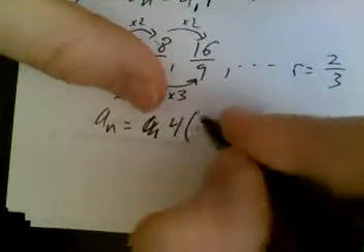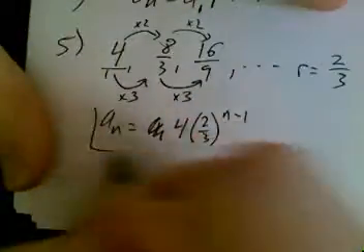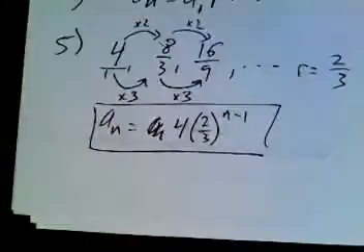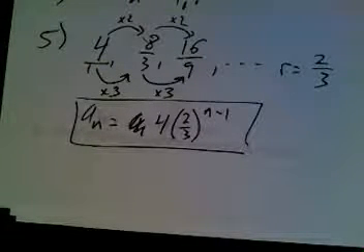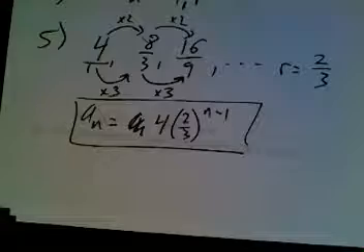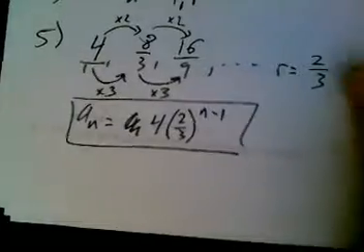So 2/3, okay? So that gives me that a sub n is equal to 4, my r value 2/3, to the n minus 1. That is my generic sequence formula, the a sub n term. So let's go ahead and continue working. We'll look at 5b now.